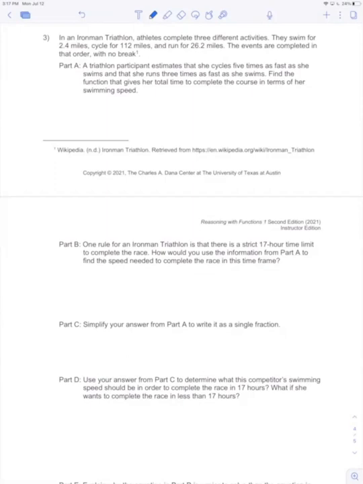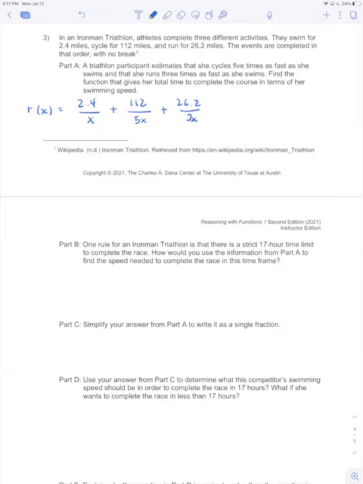So the function is, this is part A, so let me write R of X is equal to 2.4 over X plus 112 over 5X plus 26.2 over 3X.